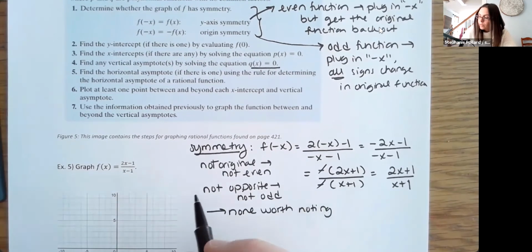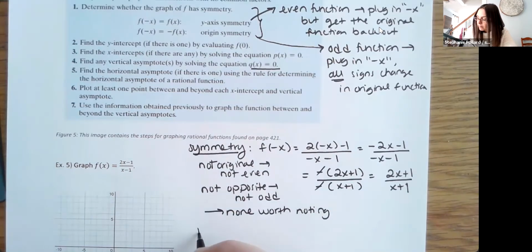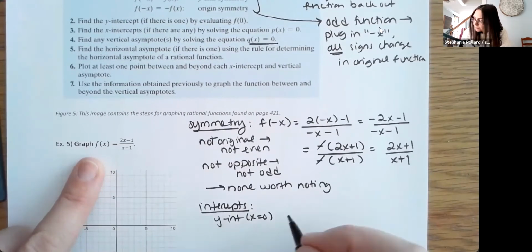All right, so the next thing I'm going to do is look at my intercepts. For my y-intercept, you're going to plug in x equals 0. So I go back up to my function here.